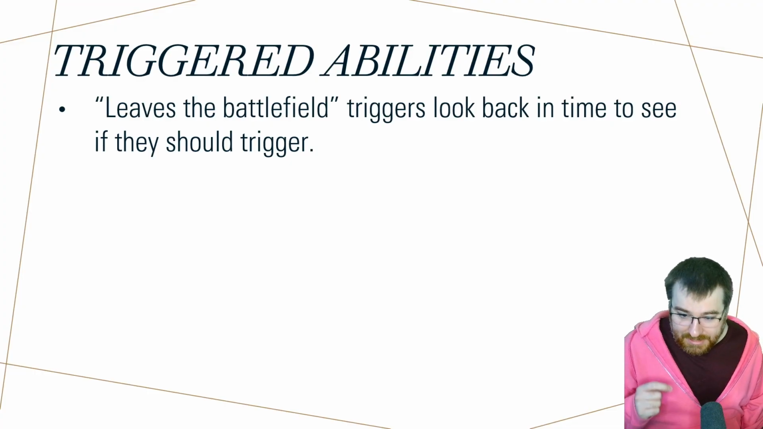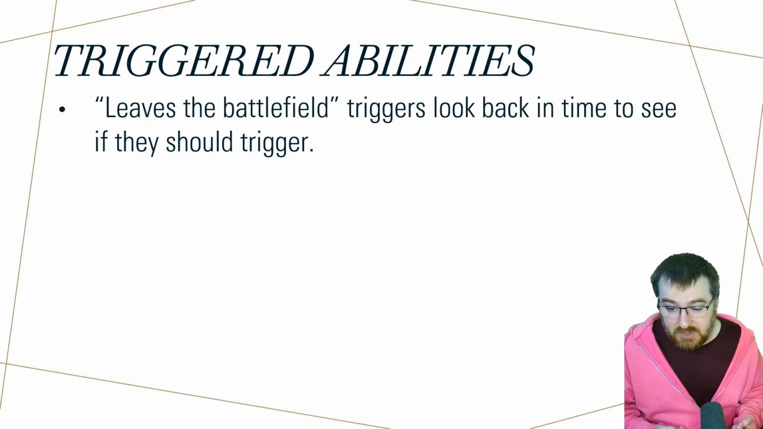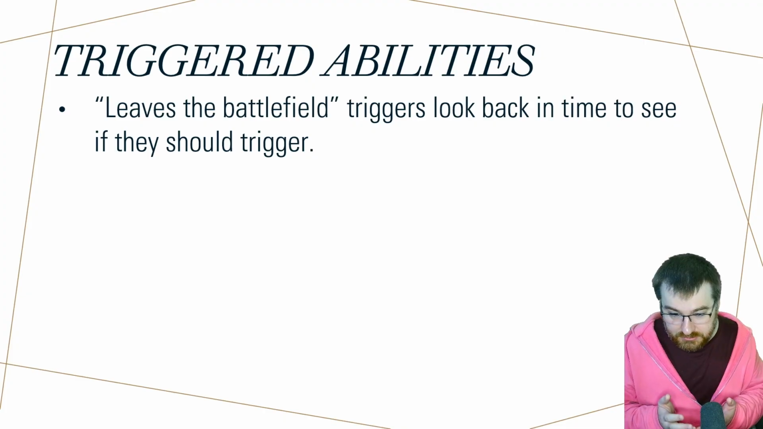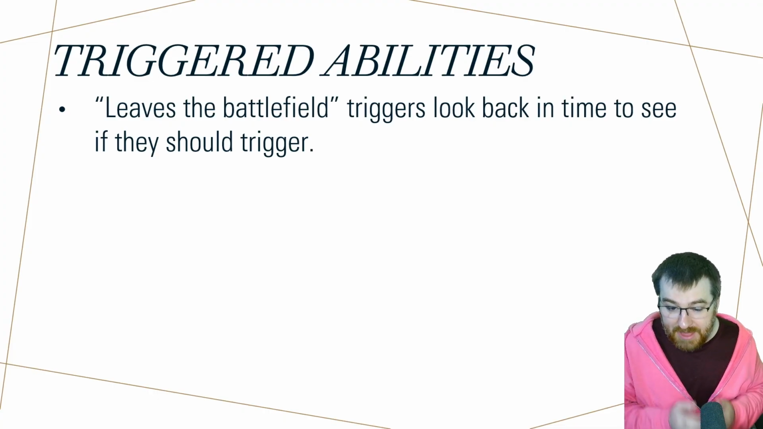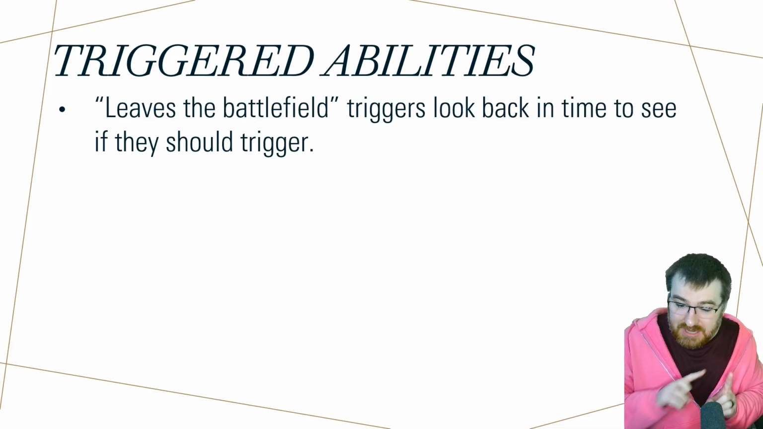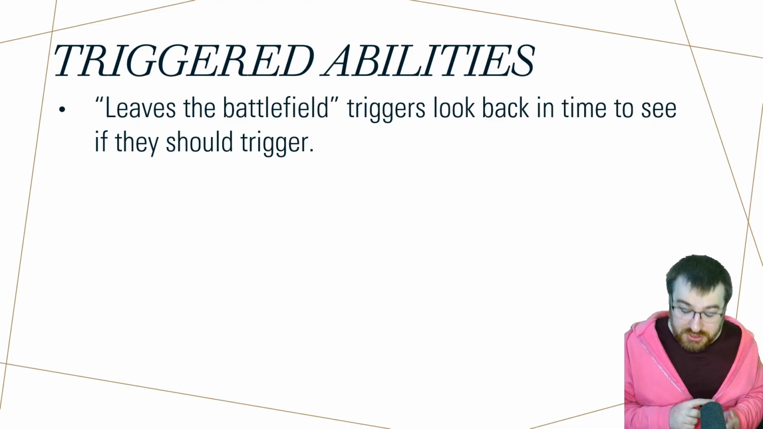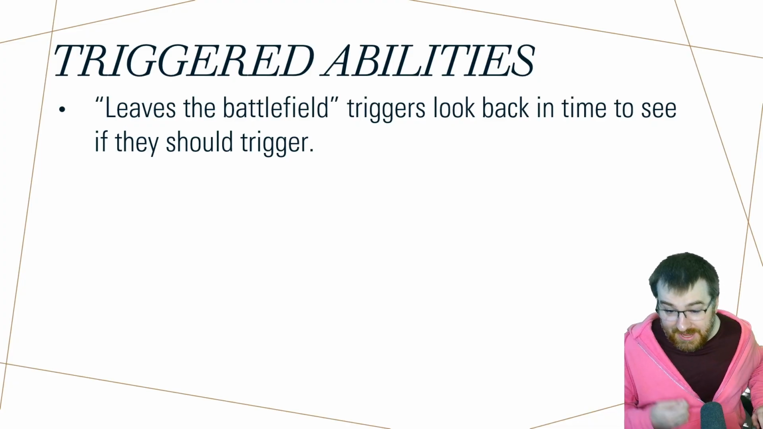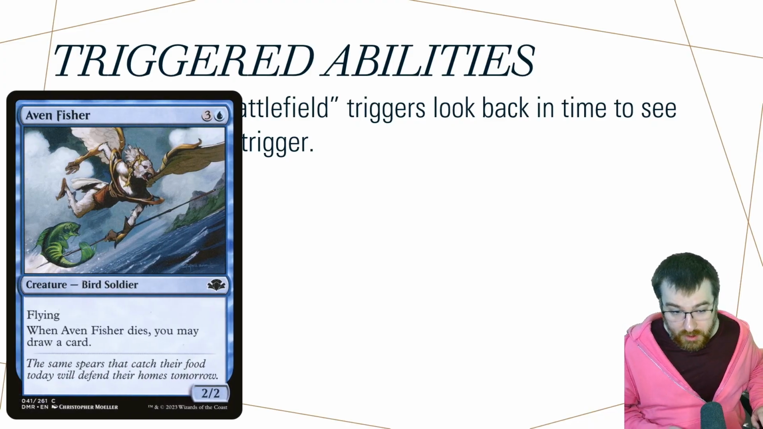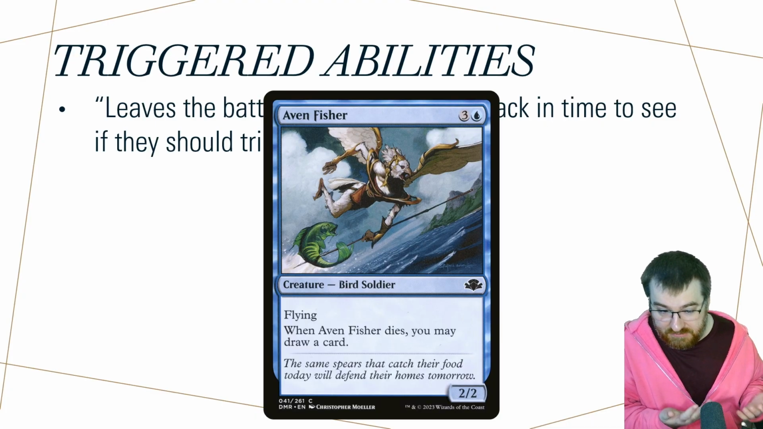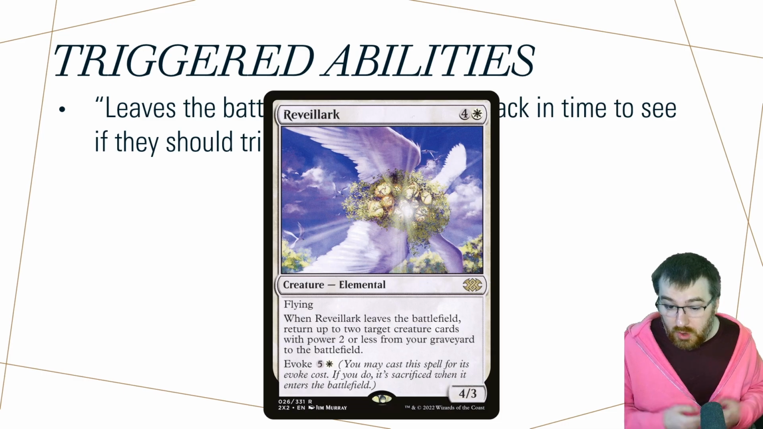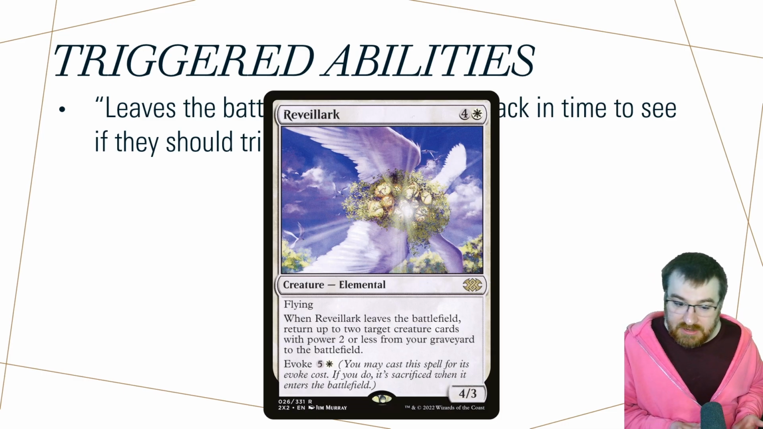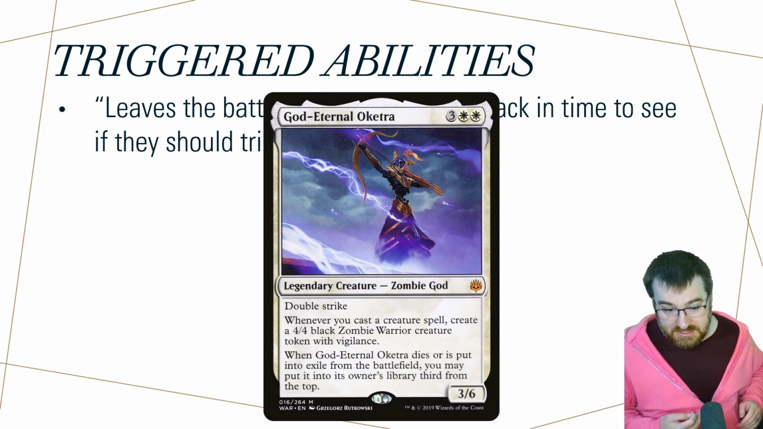Now, there is one exception to this rule, and it's what the game calls leaves-the-battlefield triggers. Any triggered ability whose trigger condition is a permanent moving to any other zone from the battlefield looks back in time to see if those abilities should trigger. This exception includes abilities that trigger when a creature dies. For example, Avon Fisher has an ability that triggers when it dies. Or they could be worded when a permanent leaves the battlefield, like with Revelark. Or it could be something different.